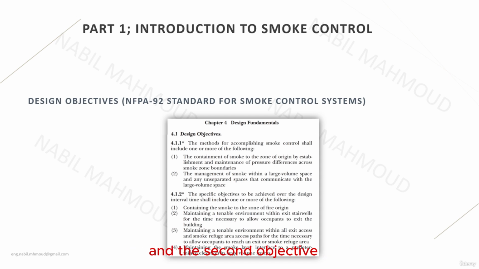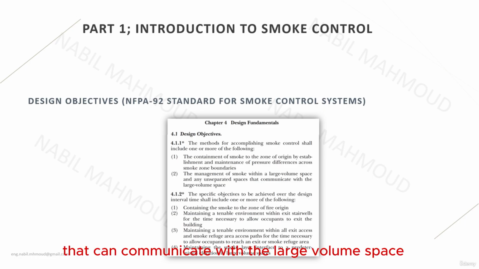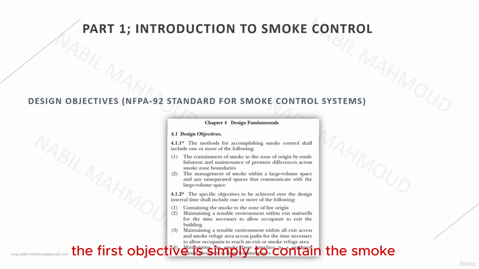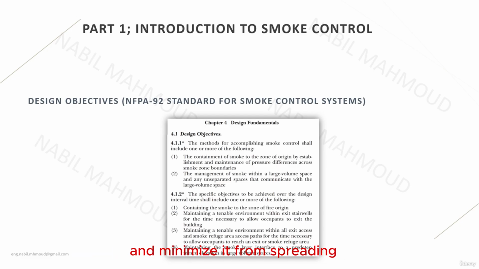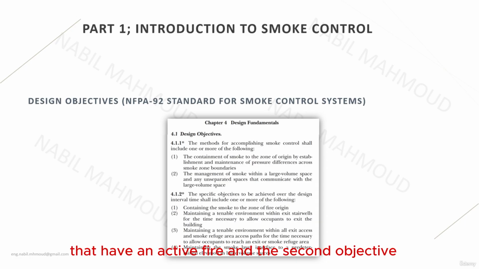And the second objective is the management of smoke within a large volume space and any unseparated space that can communicate with the large volume space. So what does this mean? This means that the smoke control system has two main design objectives. The first objective is simply to contain the smoke and minimize it from spreading outside the boundaries of the area that has an active fire.